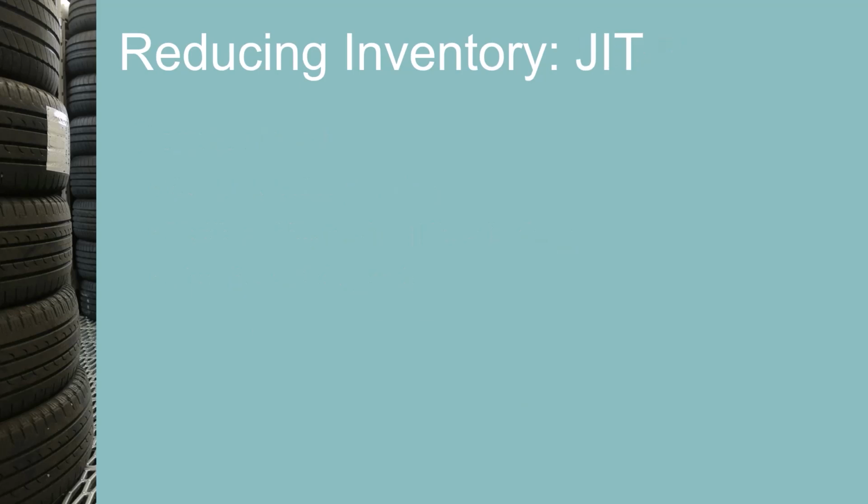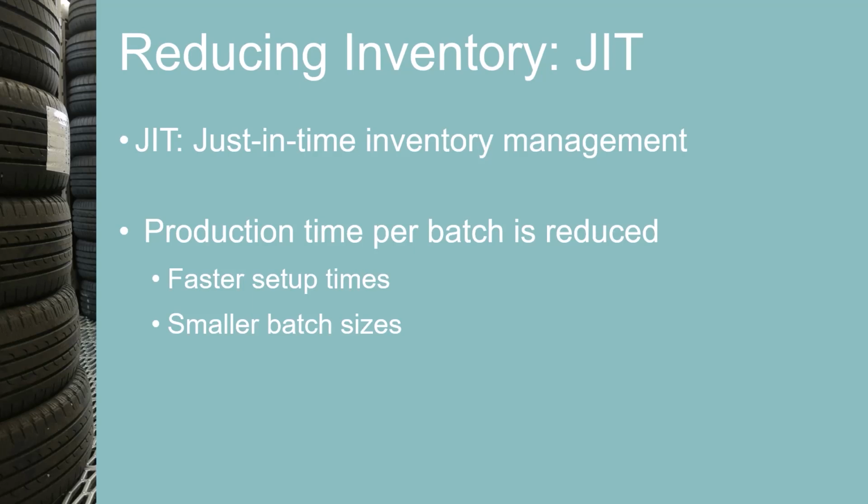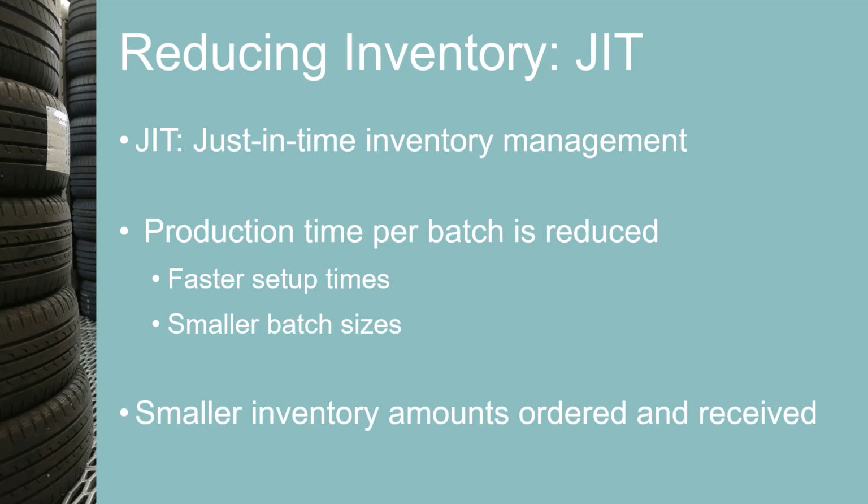We can now dig deeper into how to reduce inventory. We've identified the factors that drive inventory balances. What are some ways to improve these factors? One popular way is through just in time inventory management. In JIT, production time per batch is reduced through faster setup times and smaller batches. As inventory is consumed in a more efficient production process, smaller amounts of inventory are ordered and received from suppliers.